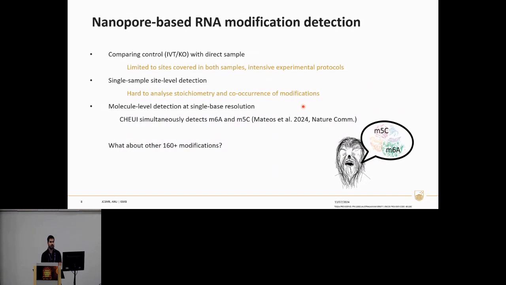And these approaches are still quite limited and quite resource intensive, and in my opinion, do not provide many benefits compared to conventional methods. So a more optimal approach would be to do simple single sample detection, which is much more resource efficient. And many of the nanopore-based modification methods are only limited to site-level detection, where they're not able to analyze the stoichiometry, also known as the modification rate, at given sites, and also they impose difficulties for studying co-occurrence of different modifications. So the most optimal way to detect modifications from nanopore would be to do molecule-level detection at single-base resolution.